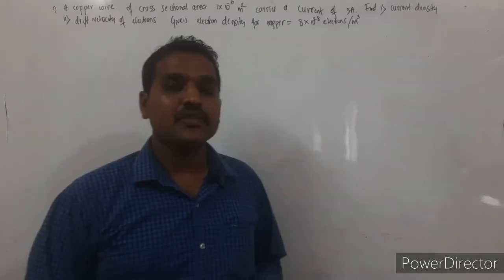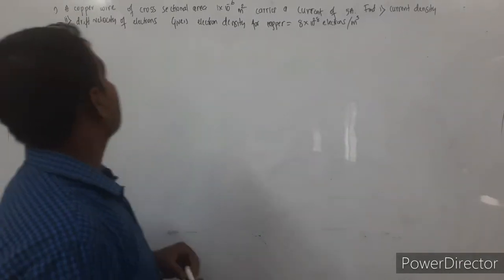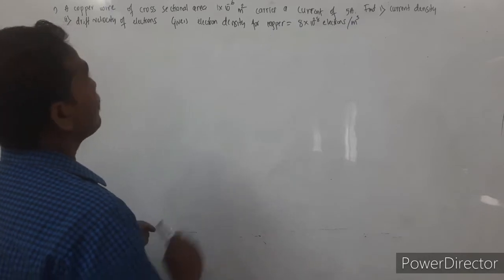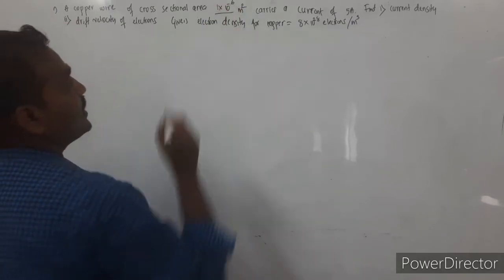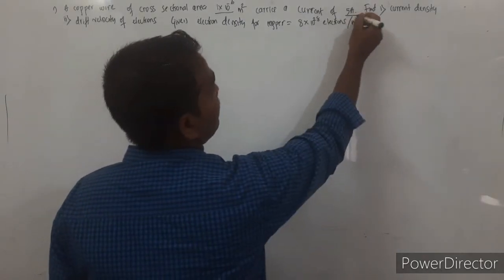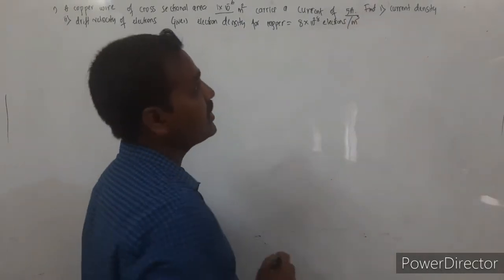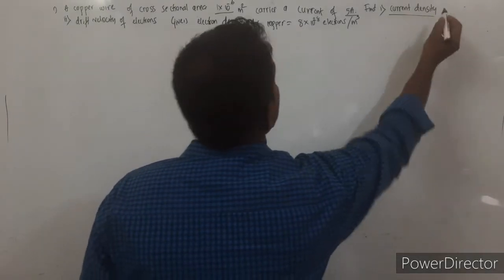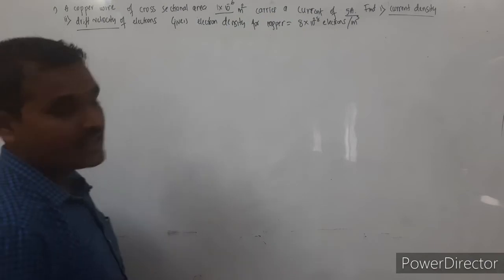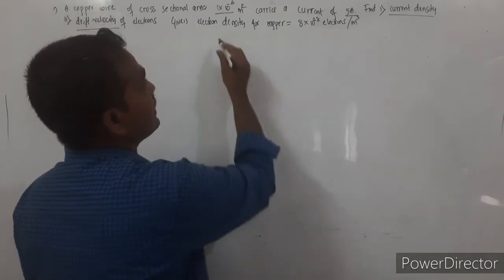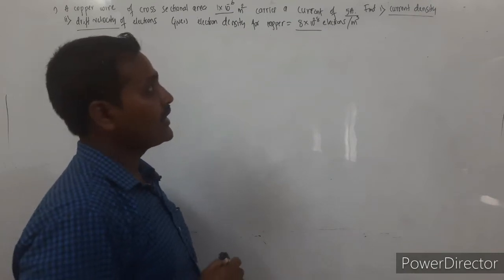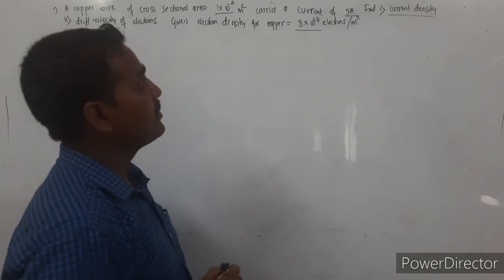Yes, let us start with a simple problem. Read the problem here. It is given that a copper wire of cross sectional area 1 into 10 to the power of minus 6 meter square carries a current of 5 amperes. We are asked to find out the current density and the drift velocity of the electrons. It is also given that the electron density of copper is 8 into 10 to the power of 28 electrons per meter cube.